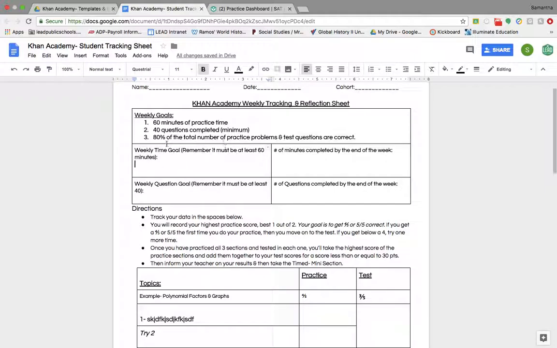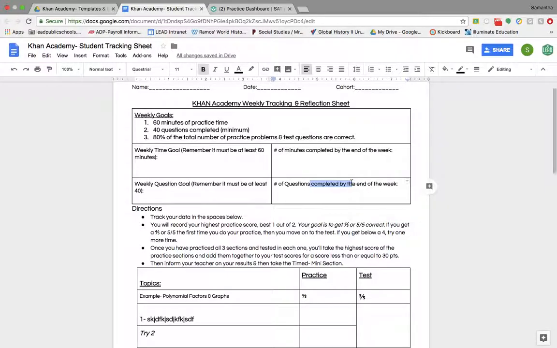Then right up here, you're only going to use these 2 boxes. You're going to think of a weekly time goal. It has to at least be 60 minutes that you're going to work on Khan Academy. Now, Ms. Markley, how do I work for more on Khan Academy? Well, after you've completed your stuff for the day, if you choose to continue working on other skills on Khan, that's how you could get more than 60 minutes. Same concept here. If you choose to work on other Khan skills, that's how you're going to get more than 40 questions completed. In this section, we don't fill in until we are done with our tracking sheet for the week, okay?